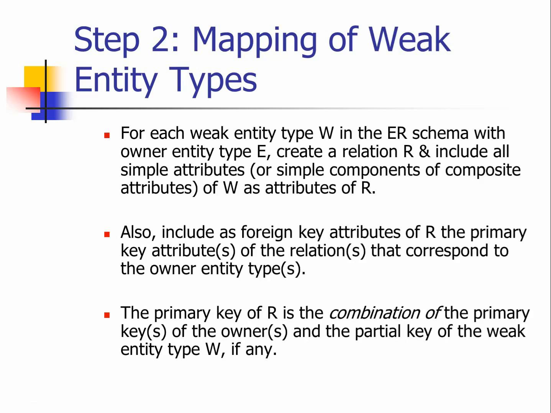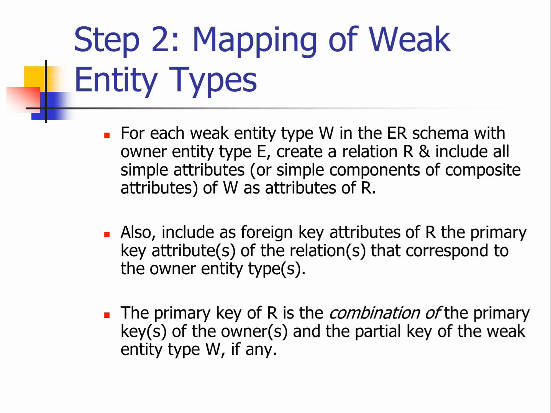Step number 2, this is more complicated. Actually, probably one of the most complicated steps among all. For the weak entity types, because it is a weak entity, and remember, for every single weak entity, there is a relationship that has a double diamond indicating which entity this weak entity belongs to. So we need to handle all of these things.